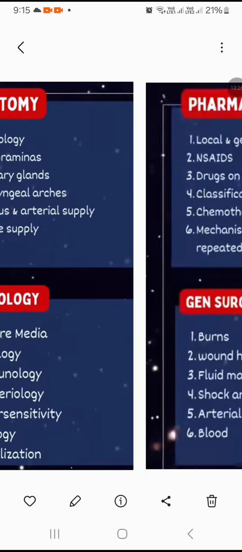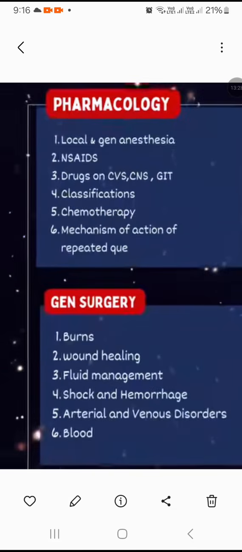Now let's move on to pharmacology. Local and general anesthesia are important, but you have to stress mainly upon local anesthesia, since LA is more important to us, isn't it? Local anesthesia dosage is very important: how much per weight, and the different formulas for calculating the LA dosage.